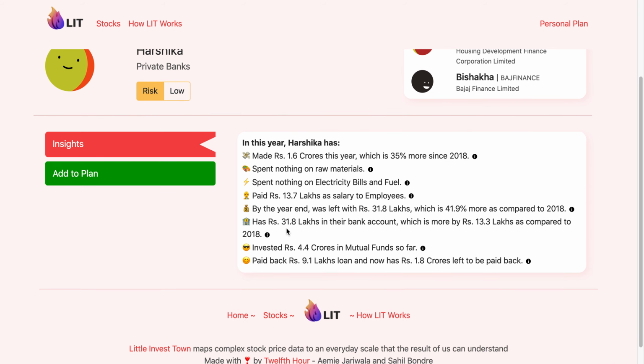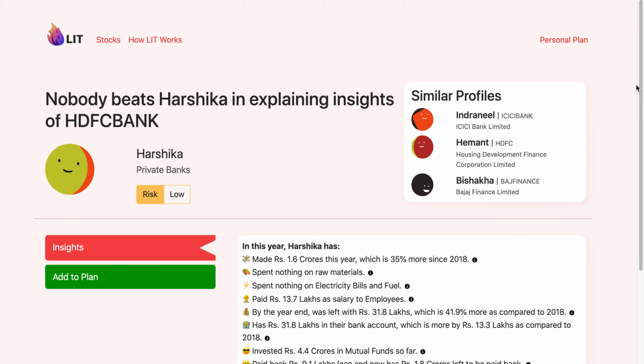Now let's see Harshika's insights. We can see that in Harshika's bank account, she has 13.3 lakhs within 2 years, and more than that. She has also seen a profit of approximately 42% within 2 years itself, which is far better than Yagnesh's profile. So we can conclude that if I had to invest within the private bank sector, I would trust Harshika more than Yagnesh, which further means I would invest in HDFC Bank compared to Yes Bank.